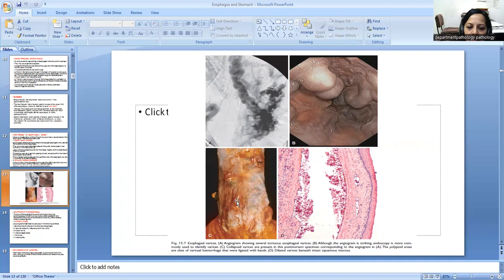Here, you can see this. The polypoid areas are sites of variceal hemorrhage that were ligated with bands. Okay. So in D, dilated varices beneath intact squamous mucosa.